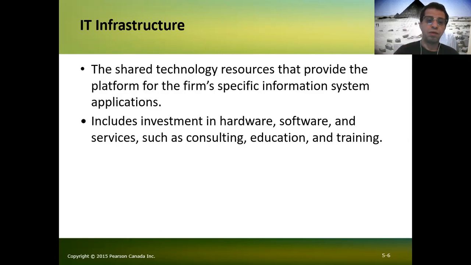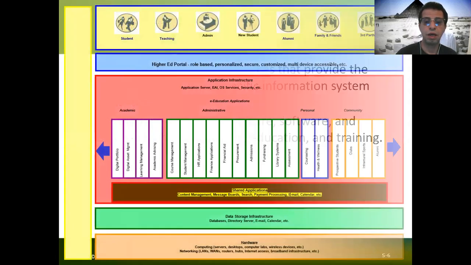So the IT infrastructure, the shared technology resources that provide the platform for the firm's specific information system applications, includes investment in hardware, software, and services such as consulting, education, and training.